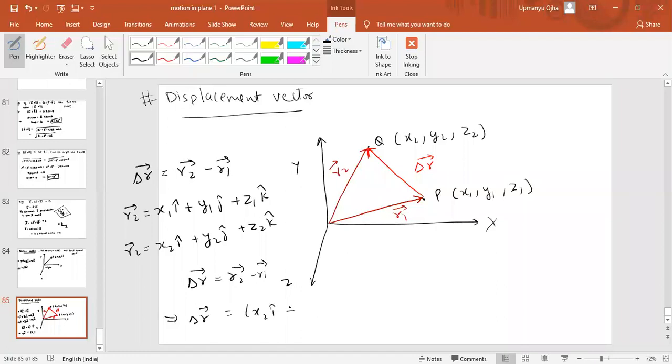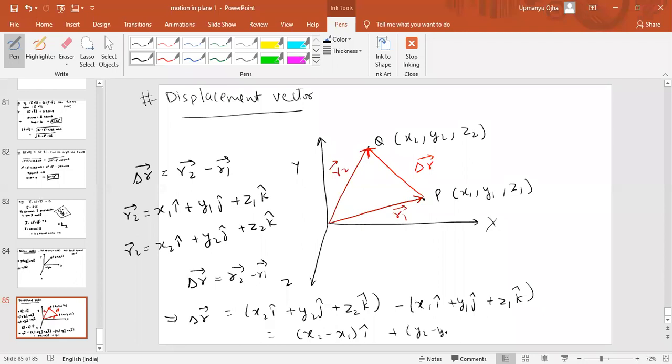X2 i cap plus Y2 j cap plus Z2 k cap minus X1 i cap plus Y1 j cap plus Z1 k cap. So can we write this as X2 minus X1 i cap plus Y2 minus Y1 j cap plus Z2 minus Z1 k cap. This is the displacement vector when the particle gets displaced from P to Q.